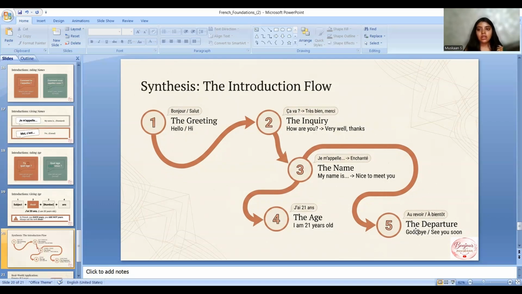Okay, so that's how the conversation will go. First, it will be bonjour, salut, then ça va, très bien, merci. Then third will be asking about your name, and the answer will be je m'appelle, and then you will say enchanté. Then you will ask age, which is j'ai 21, and last is the departure. You will say see you soon, goodbye, or see you later. So it will be au revoir, à bientôt.